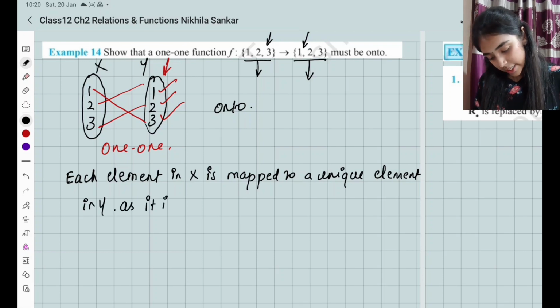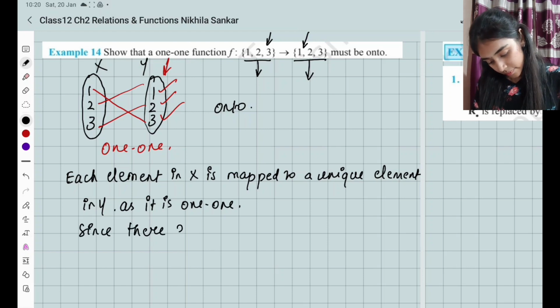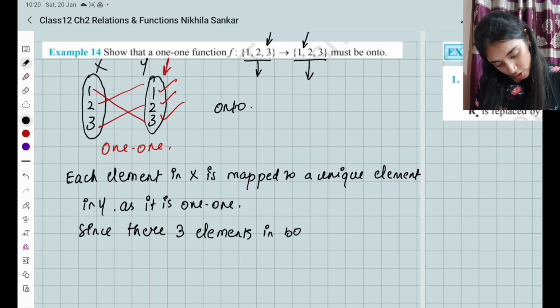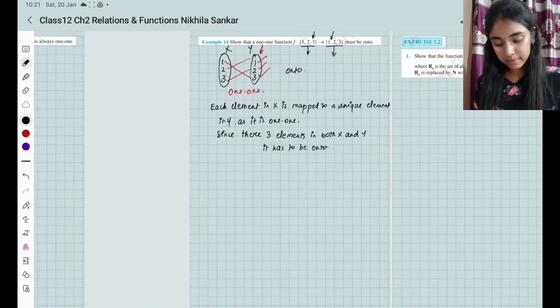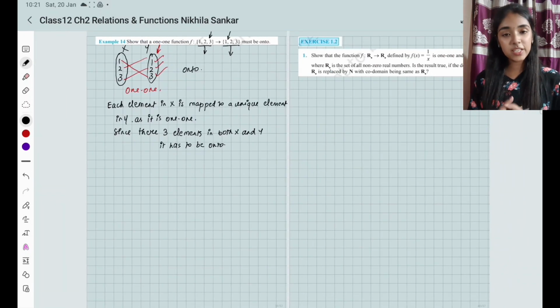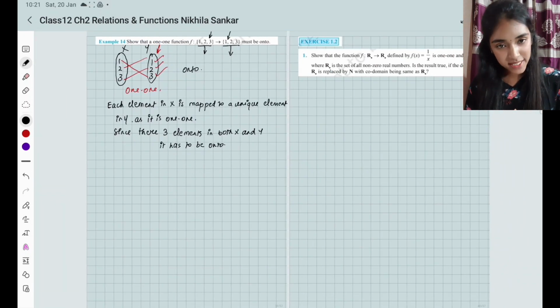As it is one-one, what does that mean? Since there are 3 elements in both x and y, it has to be onto. Understood? Okay, please copy. So with this we are done with the example questions. Let's move on to exercise questions, okay.